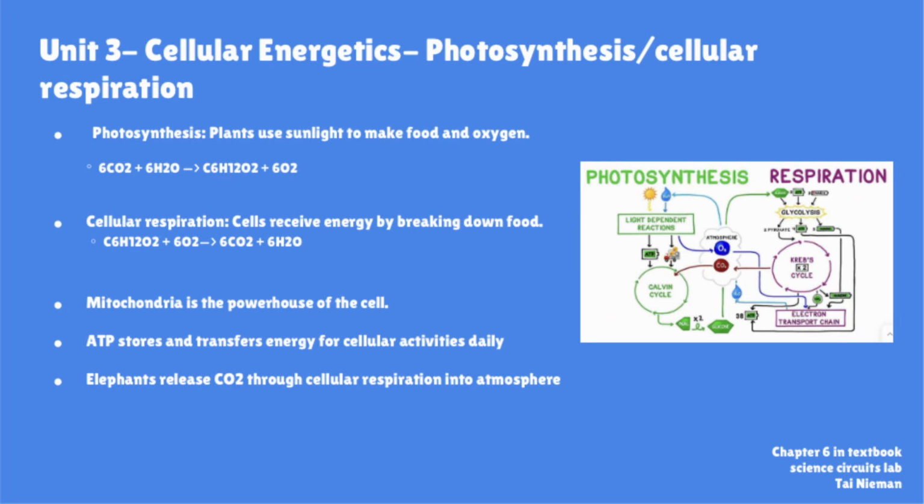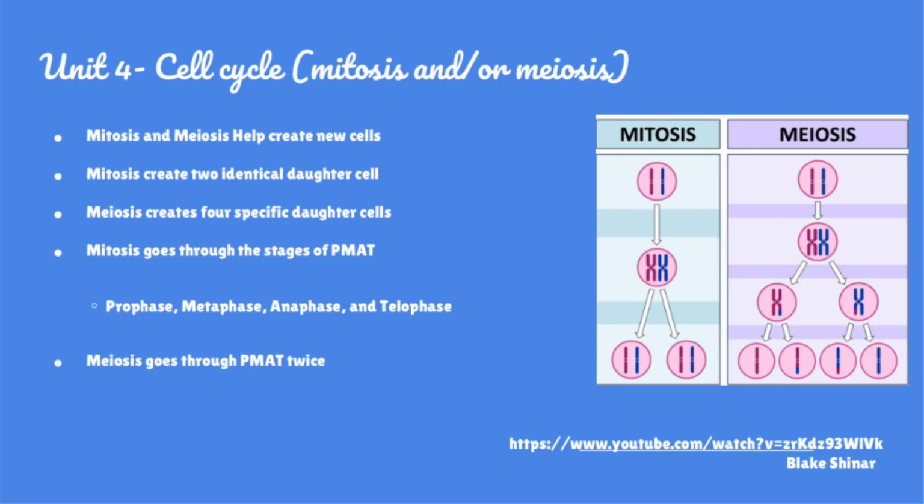The mitochondria are known as the powerhouse of the cell because they produce ATP, which stores and transfers energy for cellular activities. Elephants also release carbon dioxide into the atmosphere during cellular respiration, connecting them to the carbon cycle and ecosystem energy flow. Unit 4 covers the cell cycle, which consists of mitosis and meiosis.